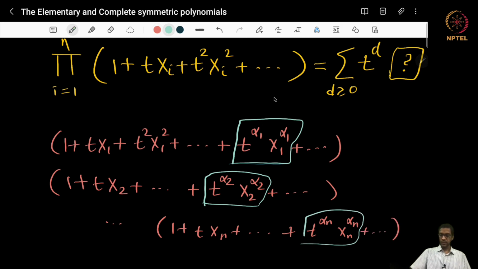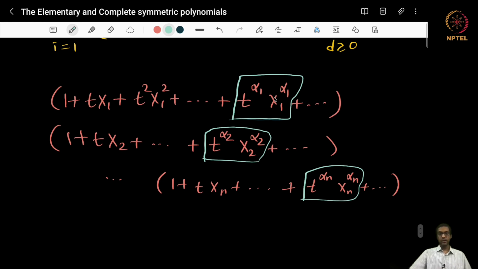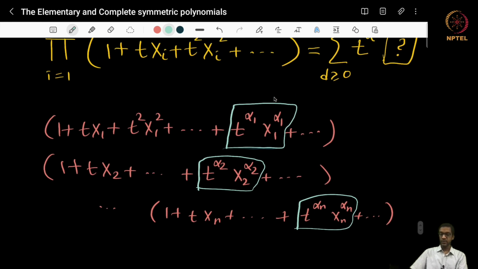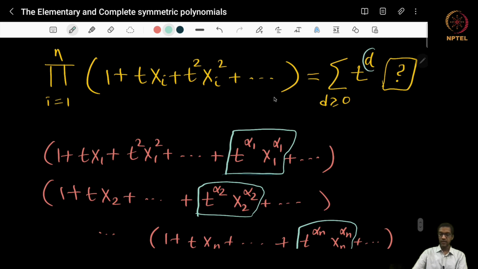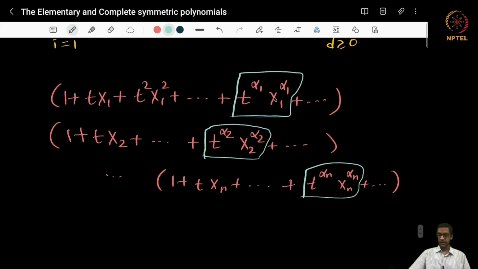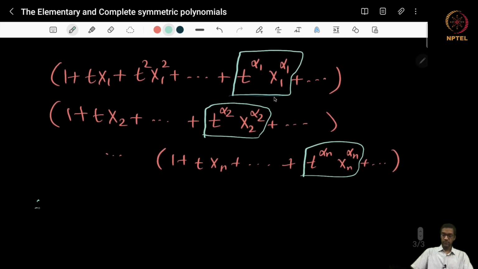Good. So now from all of these brackets I've chosen one term each, and since I'm finally interested in the coefficient of t power d, I should ensure that t power alpha 1 plus alpha 2 plus alpha n, they add up to d. So therefore, thinking for a moment, you realize the following: the coefficient of t power d in the sum is nothing but the sum, where the sum now ranges over all possible alphas.